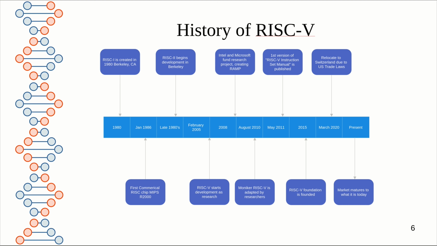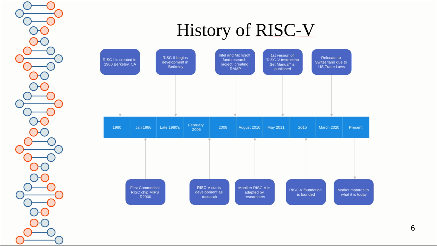The team of researchers decided to name the new processors the RISC-V, and that was after earlier iterations of the RISC ISA. In May of 2011, the first version of the RISC-V instruction set manual is published. This document highlighted the goals of the RISC-V ISA, providing, quote, a small but complete base ISA that avoids over-architecting for a particular microarchitectural style.